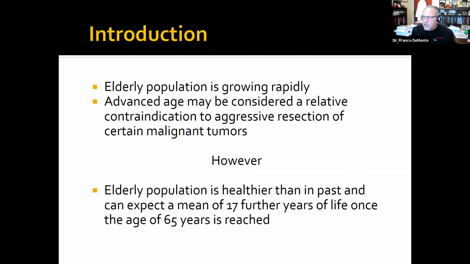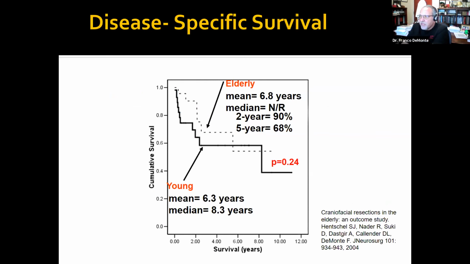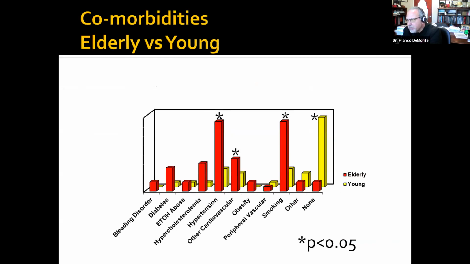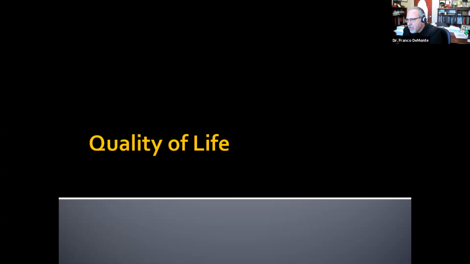How about doing these operations in the elderly? We know that we're all getting older, but the elderly population is now healthier than in the past and can expect 17 years of life once the age of 65 is reached. What we found is that our elderly patients did just as well oncologically as our young patients. There was no difference. But what we did find is that the patients who were elderly had a 3 times greater systemic complication risk. And the reason for that is clear. Our elderly patients came with the baggage of their years, with increased incidence of hypertension, other cardiovascular illnesses, and smoking. So we felt that age in and of itself is not a contraindication to these kinds of surgeries. You just have to be very, very careful in the perioperative management of these elderly patients in order to maximize their survival outcome.